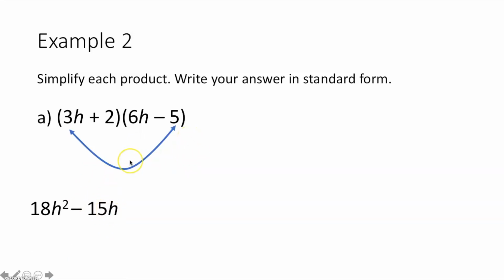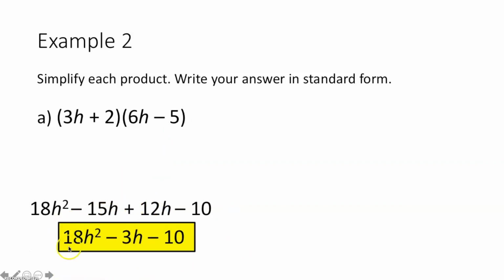Then we multiply our inner terms together. What's 2 times 6h? That's going to be 12h. And then what are our last terms multiplied together? That's 2 times negative 5, which is negative 10. We then combine our like terms in the middle. What's negative 15h plus 12h? That's negative 3h. So we have successfully FOILed. Here, again, FOILing.